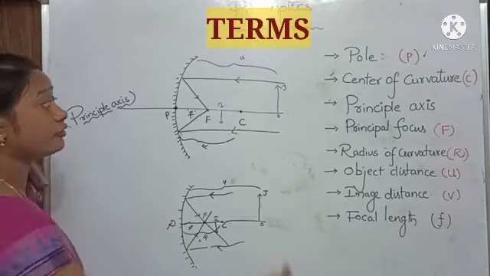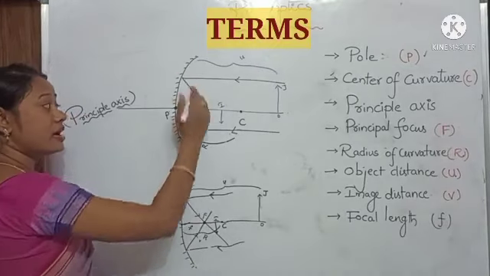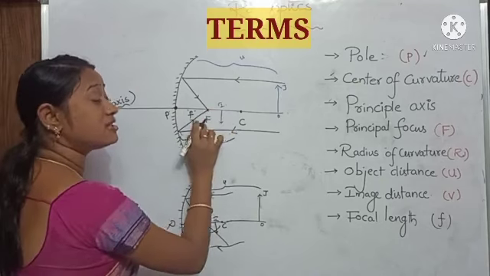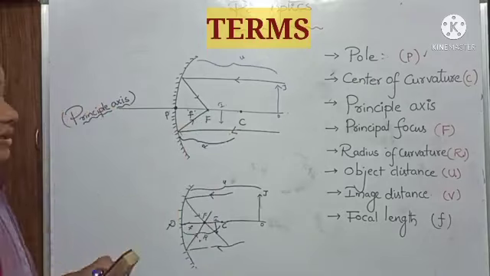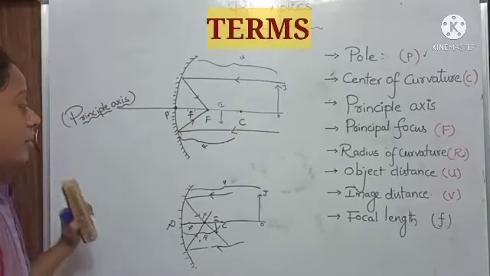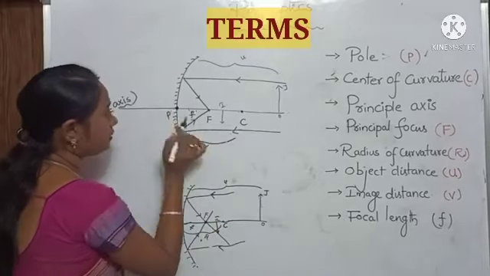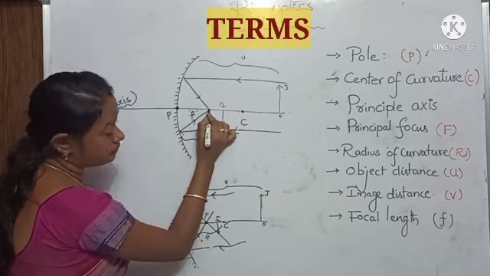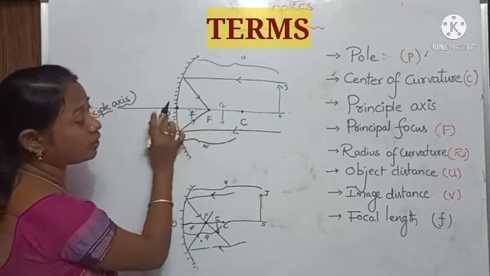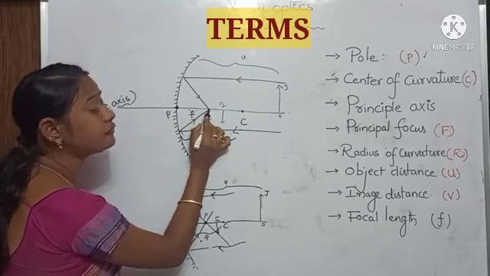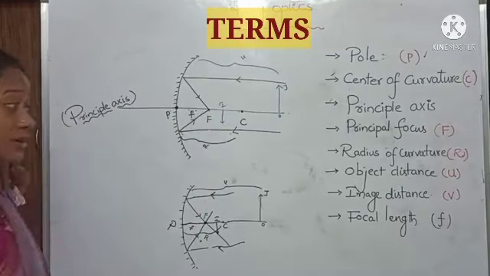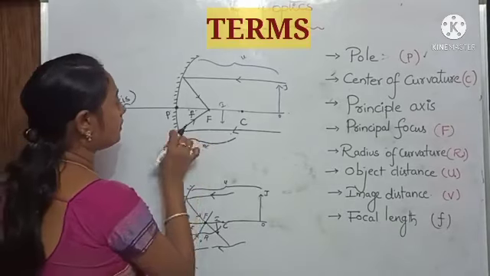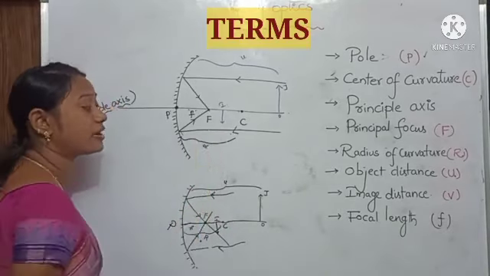Principal focus. If we focus parallel lights, they will reflect and meet at a point. The point is known as principal focus, that is represented with F. Next, focal length. The distance between the pole and the principal focus is known as the focal length. Next, radius of curvature. The distance between the pole and the center of curvature is called radius of curvature.